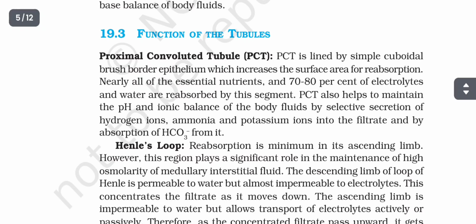Functions of the tubules. Proximal convoluted tubule (PCT). PCT is lined by simple cuboidal brush bordered epithelium which increases the surface area for reabsorption. Nearly all of the essential nutrients and 70 to 80% of the electrolytes and water are reabsorbed by this segment. PCT also helps to maintain the pH and ionic balance of the body fluids by selective secretion of hydrogen ions, ammonia and potassium ions into the filtrate and by absorption of bicarbonates from it.